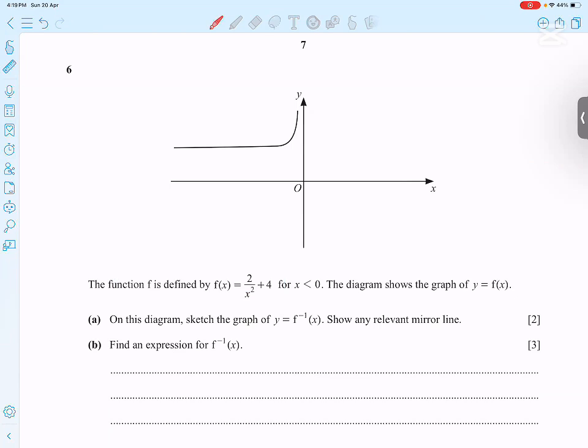See, this is a function and it is less than 0. It means we are starting from 0 and going backwards. Okay. The diagram shows a graph. On this diagram, sketch the graph of this. So we have to sketch the inverse function, show by a relevant mirror line. So 2 marks for this. And find the expression of f inverse.